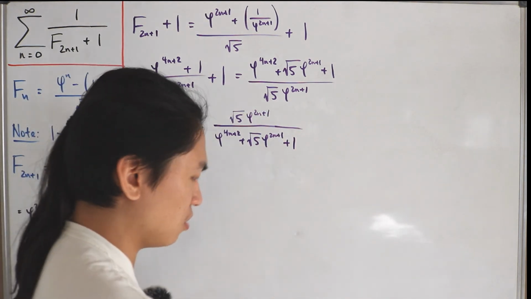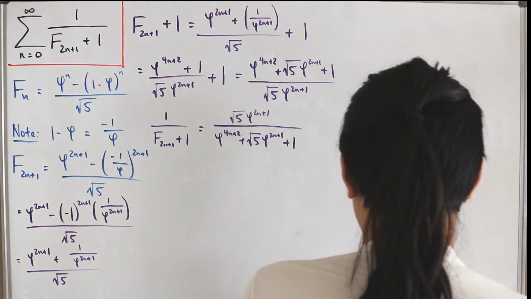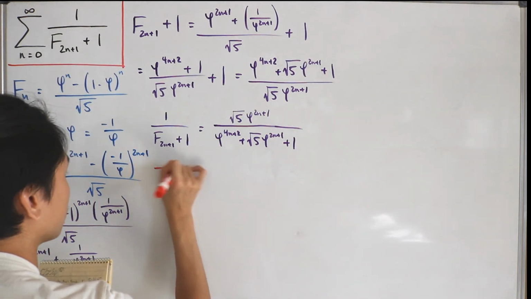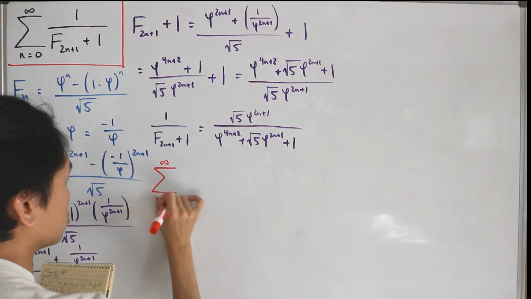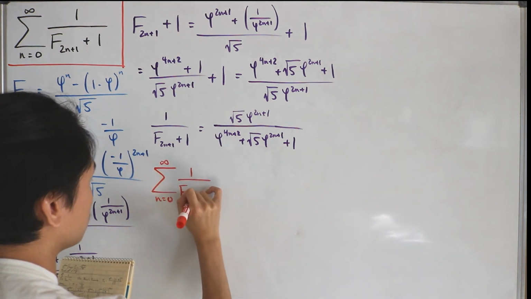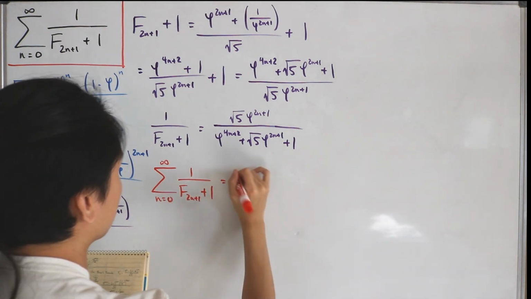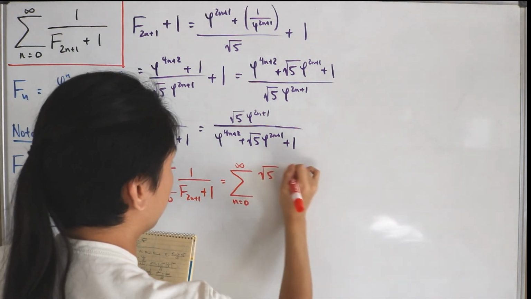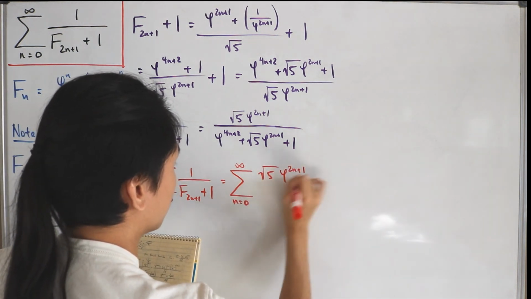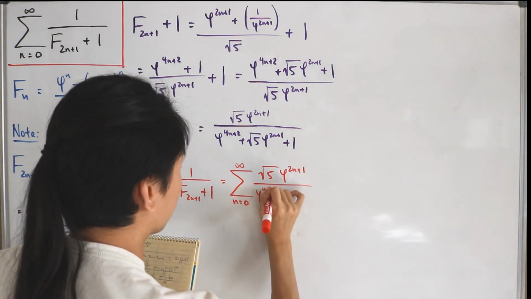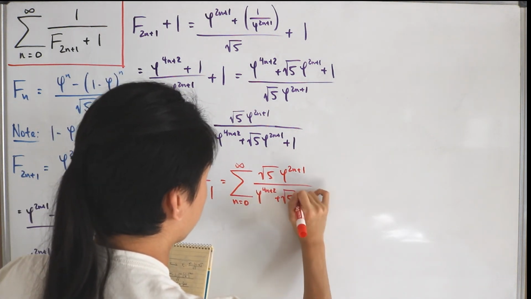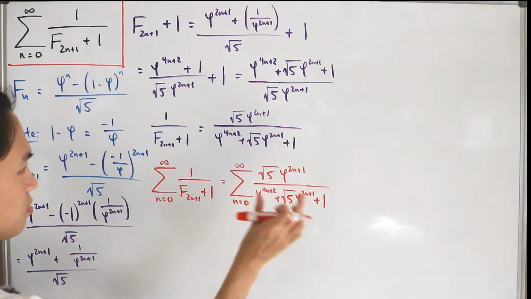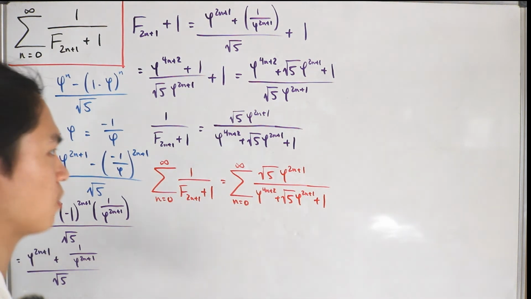Let's take the summation of both sides with our index. Now that is one step closer to our goal. So far, the infinite sum from n equals 0 of 1 divided by f sub 2n plus 1 is indeed equivalent to the infinite sum from n equals 0 of the square root of 5 times phi to the power 2n plus 1, all divided by phi to the 4n plus 2, plus the square root of 5 phi to the 2n plus 1, and then add this with 1. So the whole goal is we need to figure out how to evaluate this term. How do we do something like this?